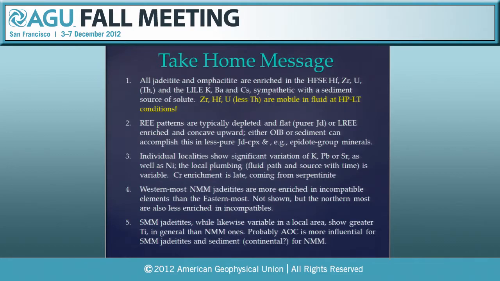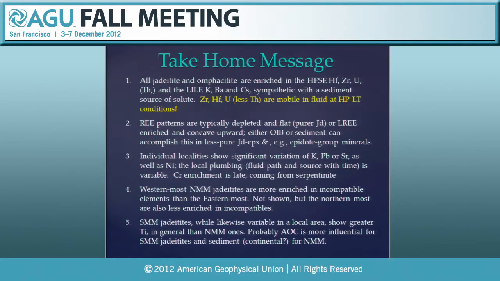I think that nickel is an important indicator of whether we're seeing alteration of the serpentinite or the formation of serpentinite while the fluids are there. We're seeing olivine contributing nickel to the composition of the jadeitite. We don't tend to see chromium until the very end, as in the omphicitites. The northern Motagua melange is more enriched in incompatibles in some parts of the area, but I will just skip that.